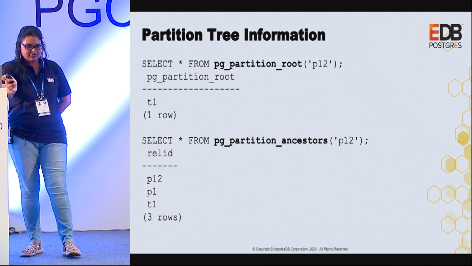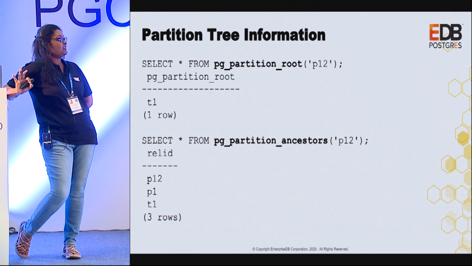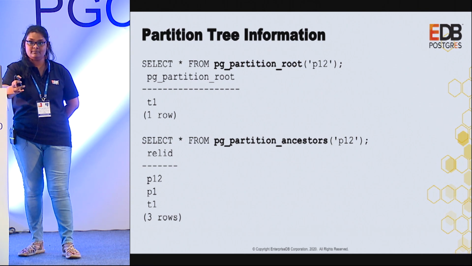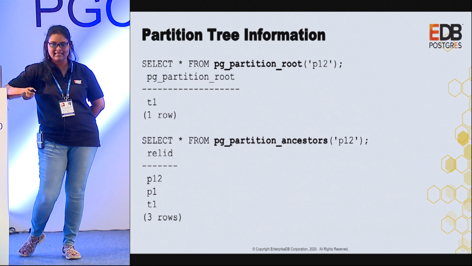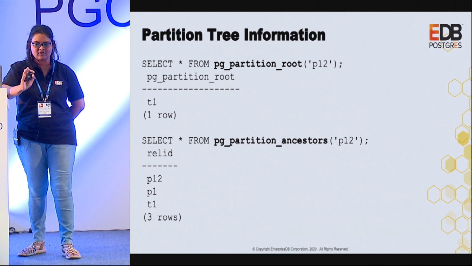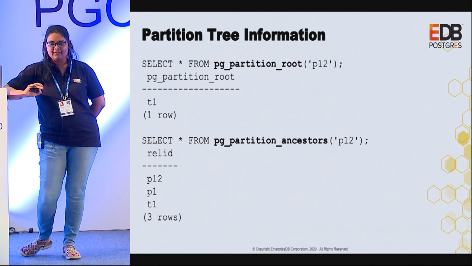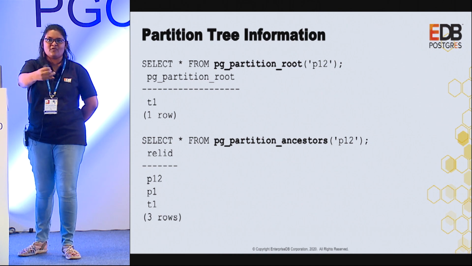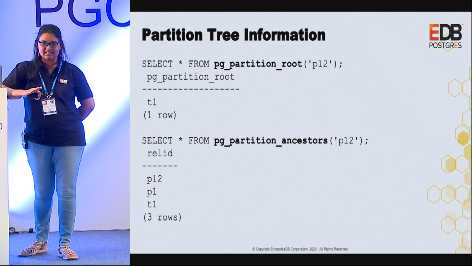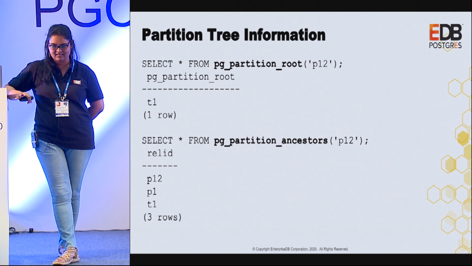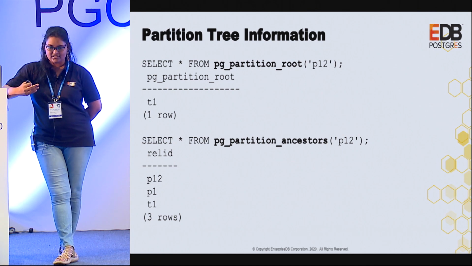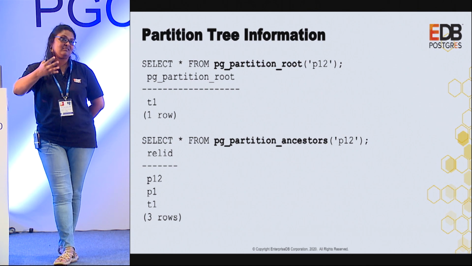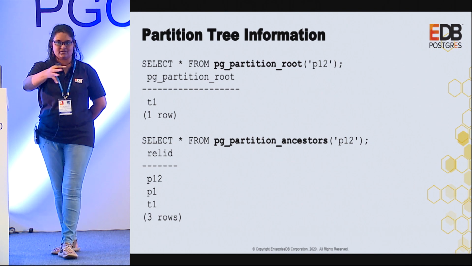For pg_partition_root, if I say give me the root of table P12, then it will say the topmost root, which was T1. And if I want to check the ancestors of my current table, I just have to say select star from pg_partition_ancestors, and it gives me the result in reverse order. Starting from P12, then it went to P1, and then T1, which was the root.